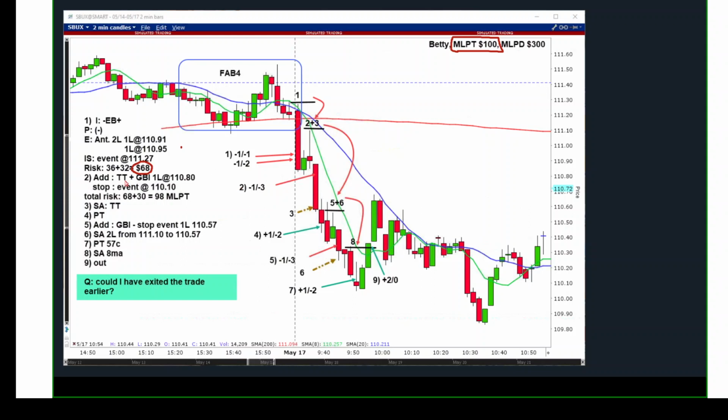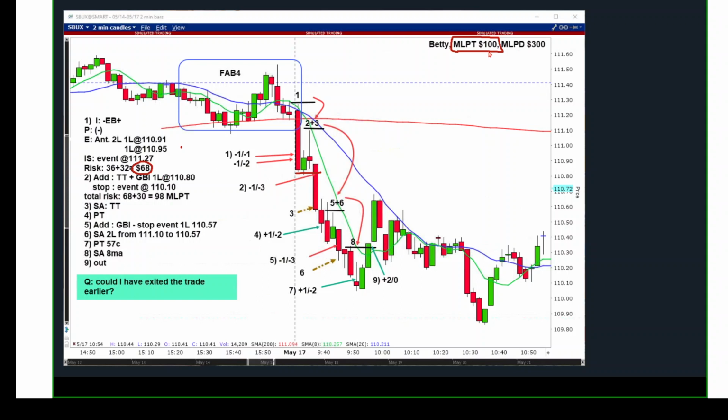You're adding to the trade on a topping tail bar plus a GBI, and you're adding here. Perfect. Very good. Now we're 3 lots in the trade here. Your stop is event and you're using the separate stop here. Is that necessary? Well, from 80, if you use the same stop here, you're going from 80 to 27. So you would be adding $47 to your risk, and you would be going over your $100.